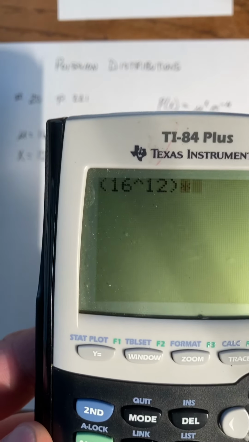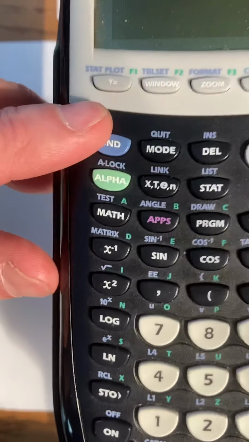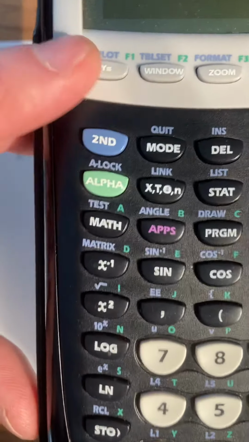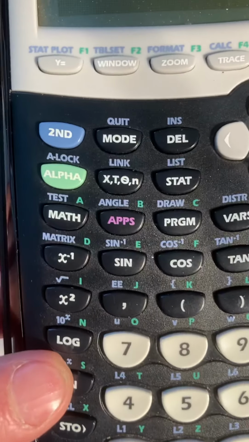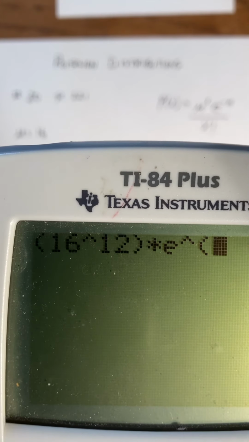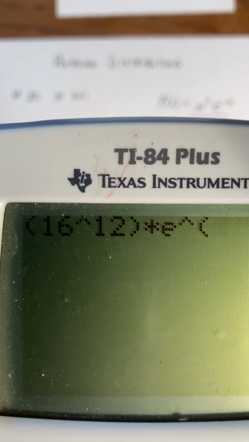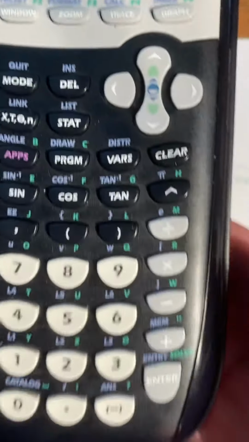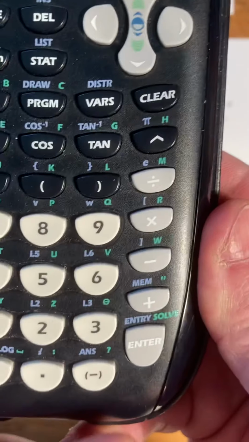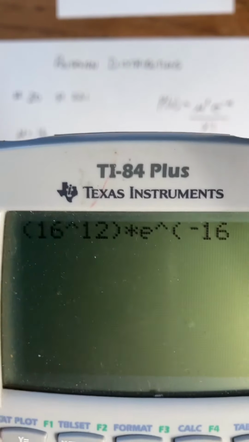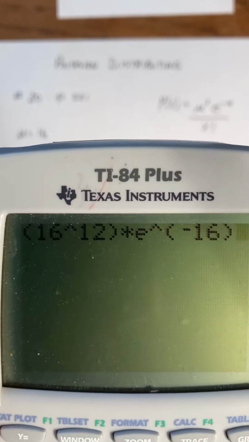I'm going to go times e. Now, for e, we're going to go second, and behind the natural log ln button, we're going to go second ln, and on our screen, it'll say to us e to the what? The calculator is waiting for us to tell it, e to the what? In our case, it's e to the negative 16. Now, don't put a minus 16. We want to come down here and go negative 16, right? And then we would have it looking like this, and we're going to close the parentheses.